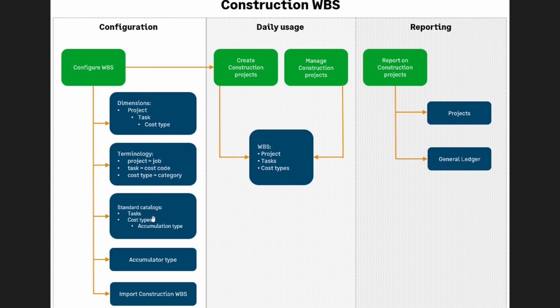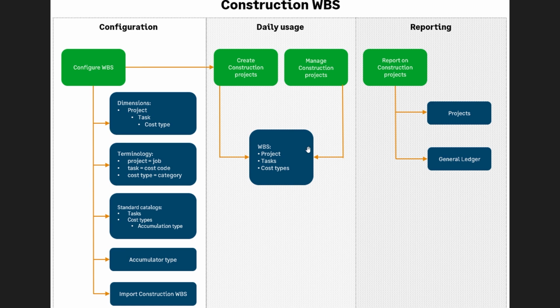We have a breakdown here. And then the standard catalogs within Sage are broken out into your standard cost codes, cost types, and within those cost types, you have accumulation types. These 3 dimensions work together. The task is unique to a specific project, and cost type can only exist within that specific project and task combination. This means before you select a cost type, you must first identify the project and task, ensuring that your estimates are always precisely mapped to the right area.